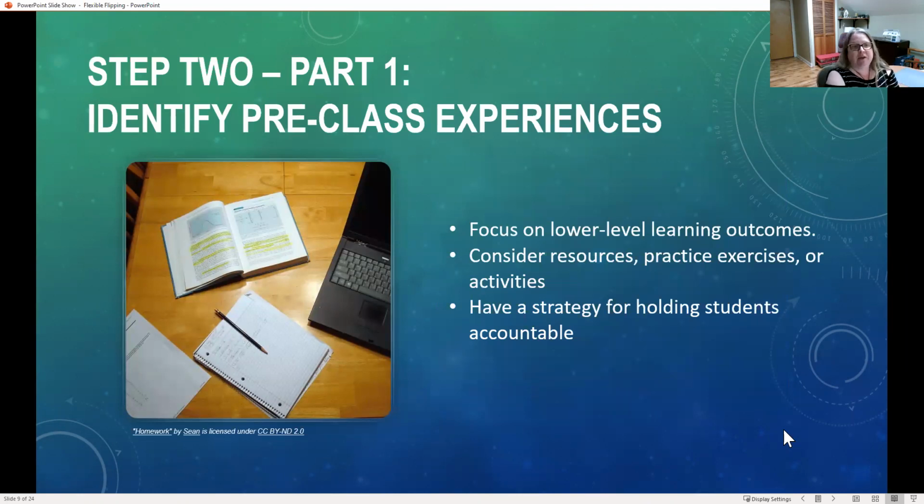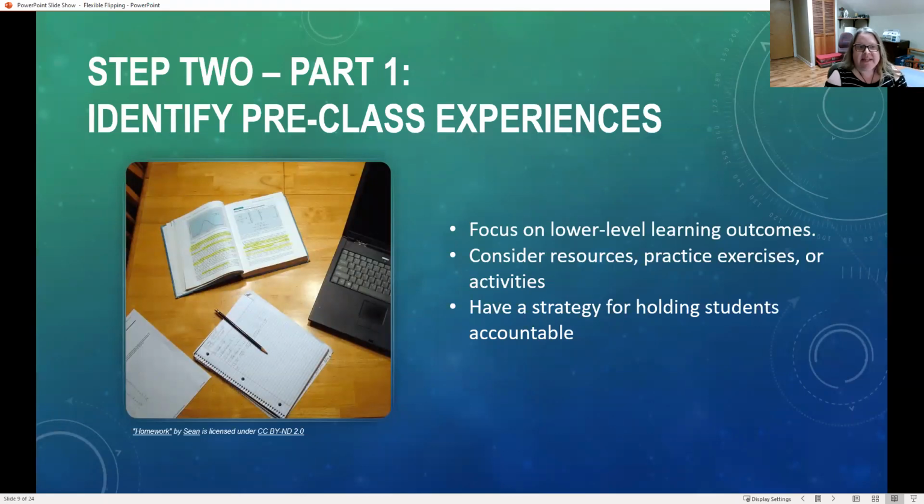When we're talking about flipping, really what we're talking about is a pre-class experience and then an in-class experience. So as we're looking at our step 2 here, we want to really be focusing on what these pre-class experiences are. These are the things that they're doing offline, and really think about these as doing lower level learning outcomes. Consider the different resources, practice exercises, activities, things that students can do on their own and focus on their own. These are those thinking points, those basics, those fundamentals, the vocabulary.